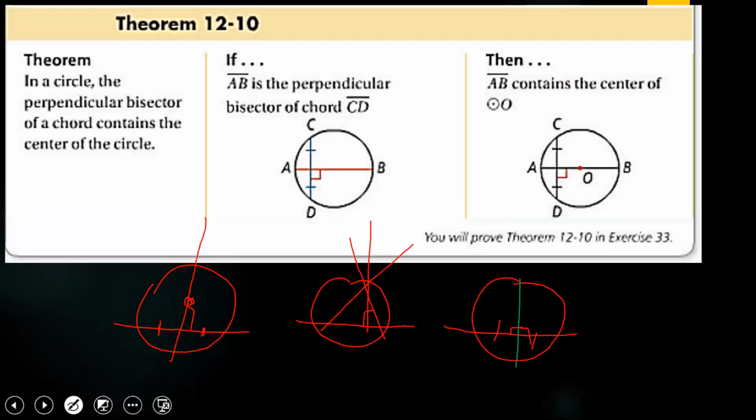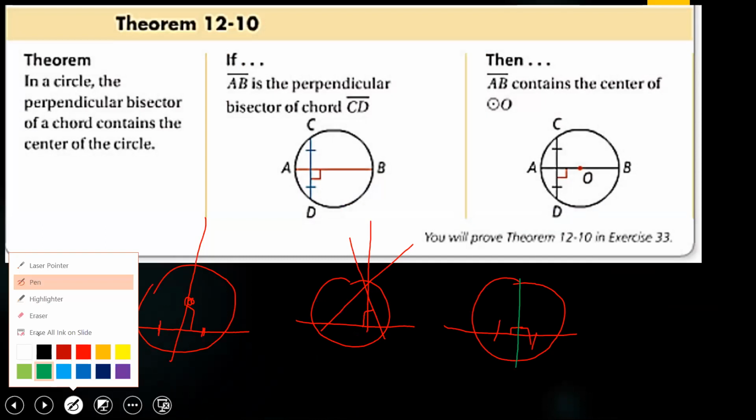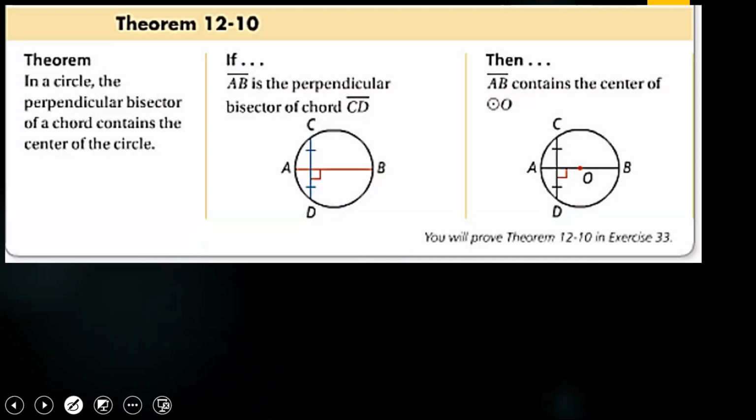And in 12.10 here, if you have a circle with a chord and a line, and this line is a bisector on the chord, cutting it into two equal halves and perpendicular on it, then this line must be the diameter of the circle. And since it is the diameter, it contains the center of the circle.